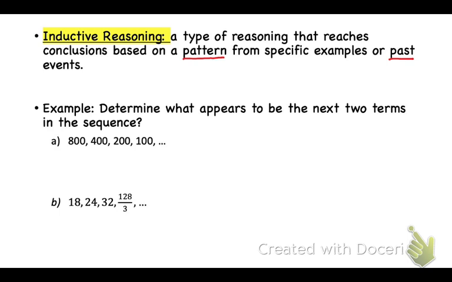Okay. So example: determine what appears to be the next two terms in the sequence. So we're going to do some experimenting here. You got room to experiment a little. So we got 800, 400, 200, 100. What's happening? It's dividing by 2. So multiplying by half is the same thing as dividing by 2, right?